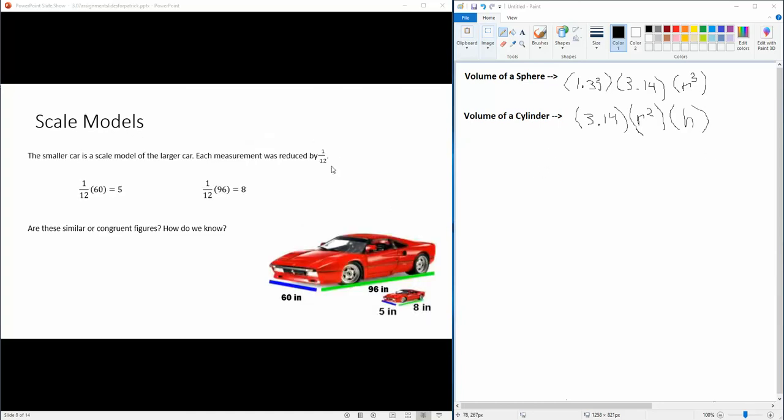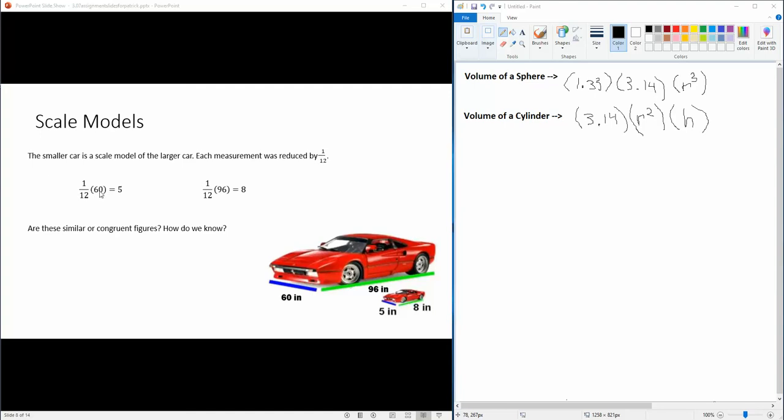Another thing we're going to talk about is if you have a scale model. If they say it's 1/12 the size, so you've got the original one and then the scale model of it, literally every dimension, in order to be a scale, would use or apply that same scale factor.